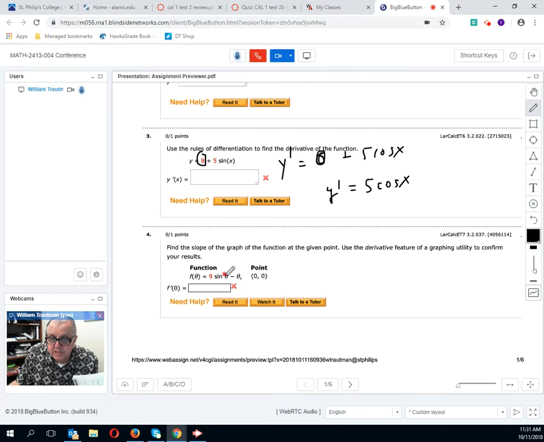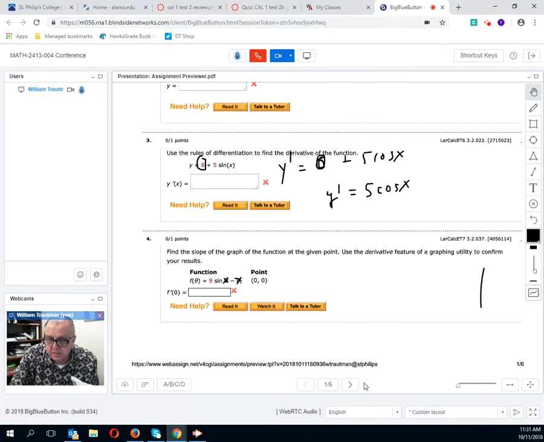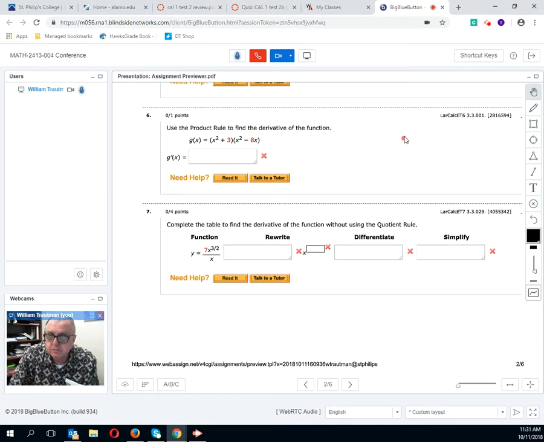This is the same thing. This is an x. Even though it says theta, just treat it like an x. People were missing that one because they didn't understand what it was telling them. Those are just variables.